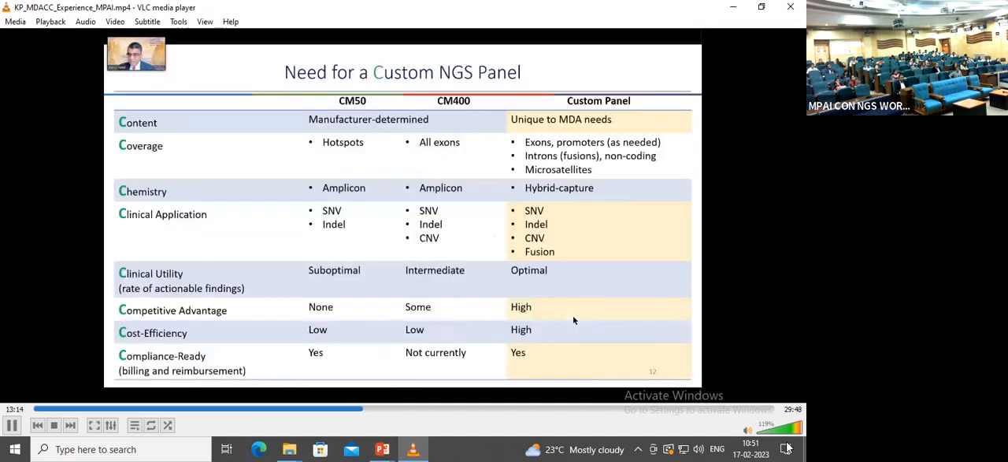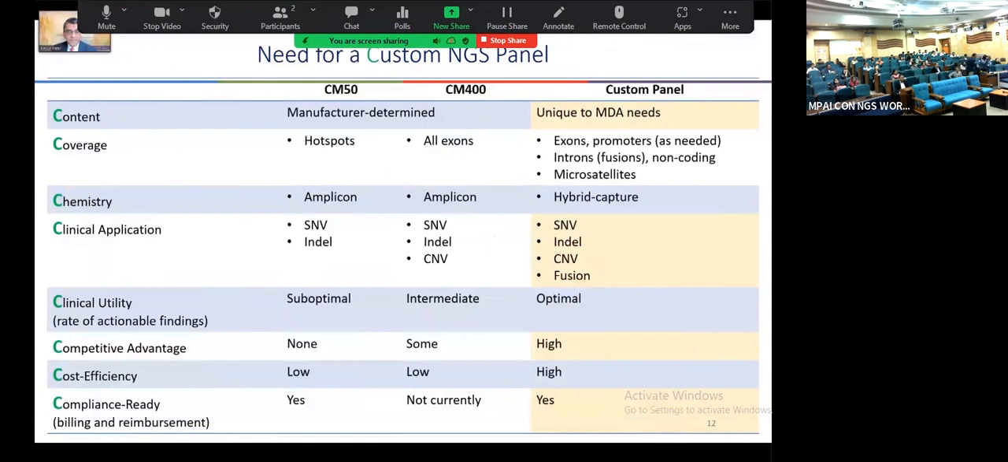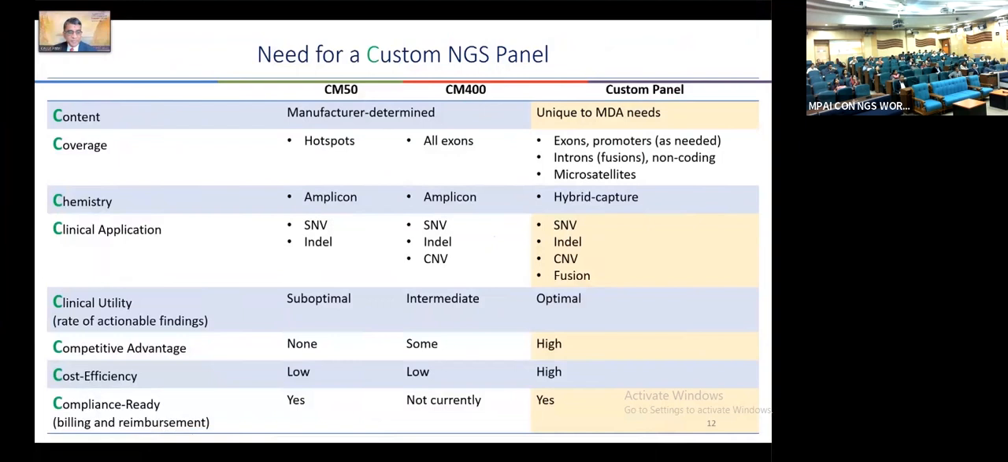So during this phase, what we had done is we tried to move away from the off-the-shelf panels and come out with a custom design. And there are lots of C's here which are pointing to the custom design of the panel and the advantages. So obviously with the custom panel you can control the content, you can come up with the appropriate coverage across the regions which are important for genotyping. We can identify the appropriate chemistry, appropriate clinical application, as well as it can also provide a unique competitive advantage if you are in such an area.